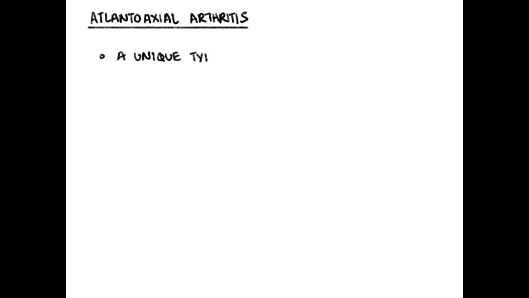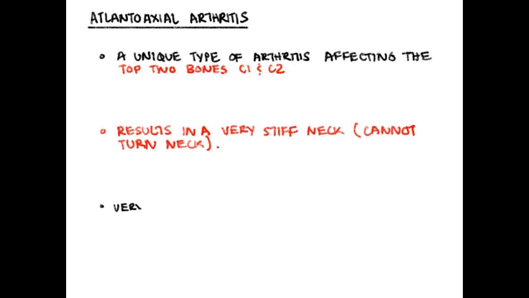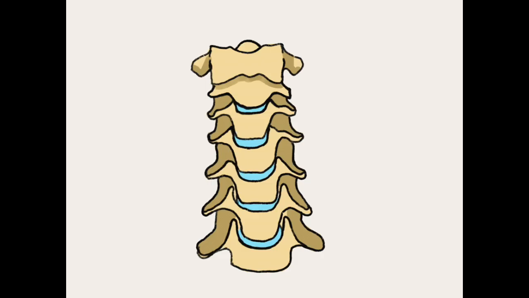It's called Atlanto-axial arthritis and is arthritis that occurs between the top two bones of the cervical spine, C1 and C2, otherwise known as the atlas and axis. Remember from the very beginning of this talk that the C1 and C2 joints are responsible for the majority of motion in your neck, so when they become arthritic, you have a lot of trouble turning your neck. Atlanto-axial arthritis is usually very painful, and treatment ranges from injection to surgical fixation. Here we can see the atlas or C1 grinding down on the axis of C2 and suddenly has trouble moving because the joints are no longer smooth.